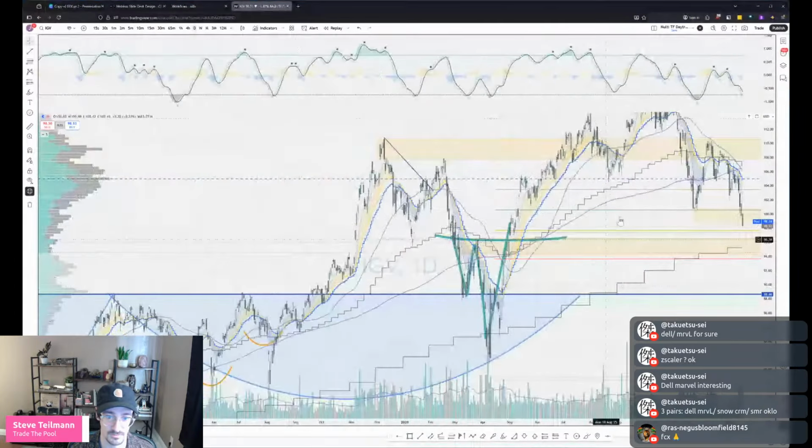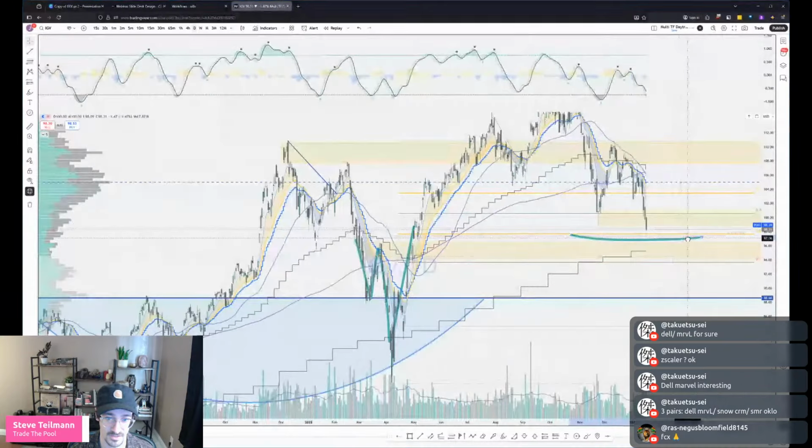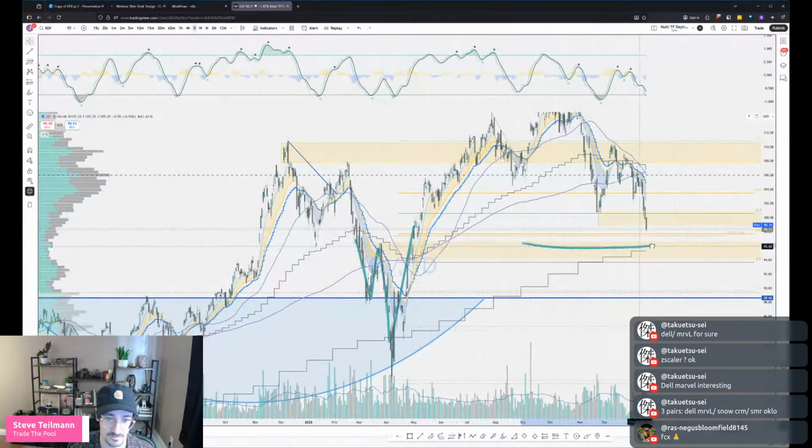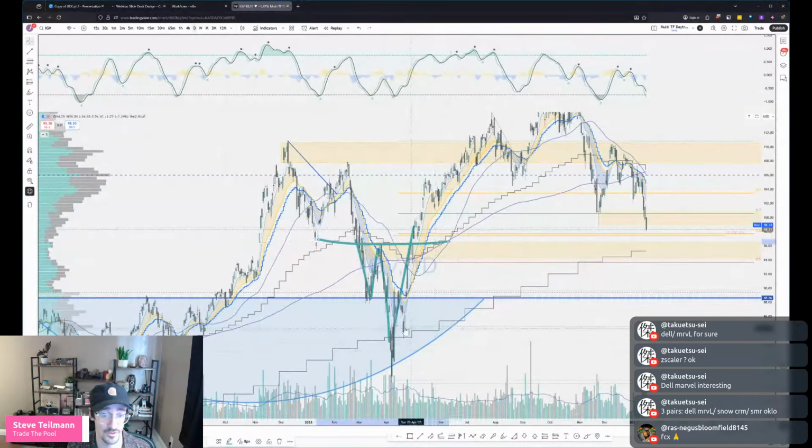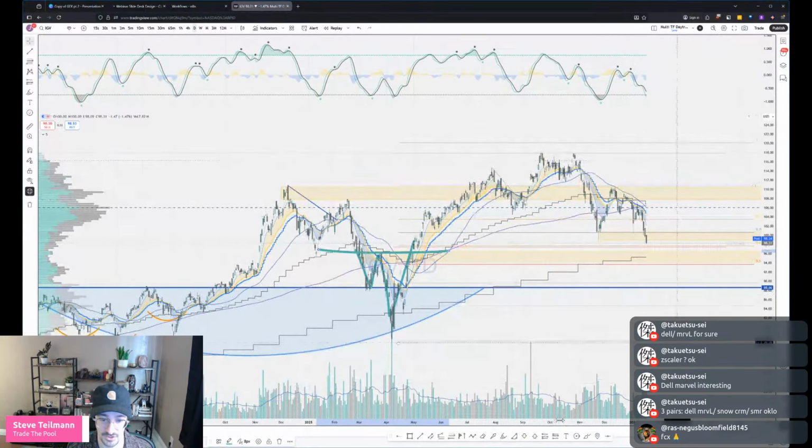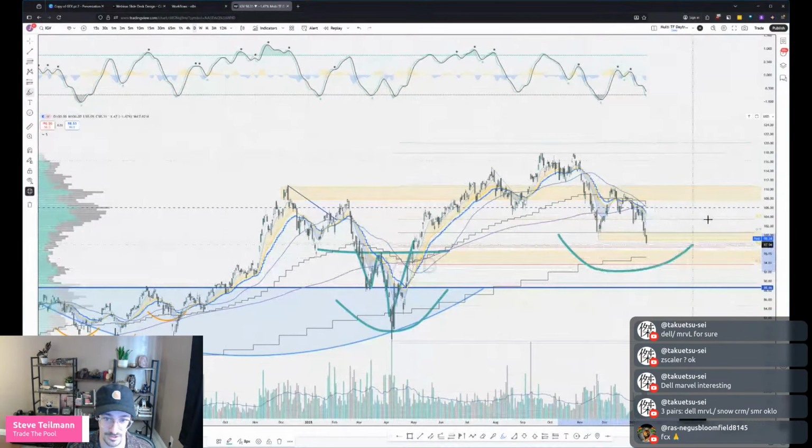Then eventually we come back to this base. See? So very often, where the base neckline aligns with the rising long-term support, it will form a zone of confluence for a potential, say it with me, guys, higher low.